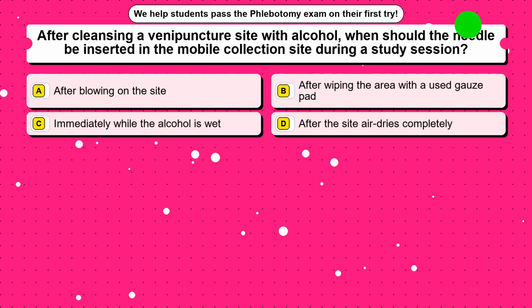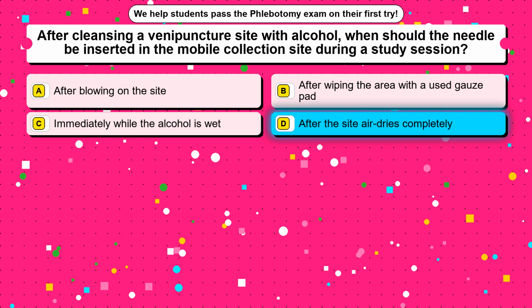Question 24. After cleansing a venipuncture site with alcohol, when should the needle be inserted in the mobile collection site during a study session? Option A. After blowing on the site. Option B. After wiping the area with a used gauze pad. Option C. Immediately while the alcohol is wet. Option D. After the site air dries completely.